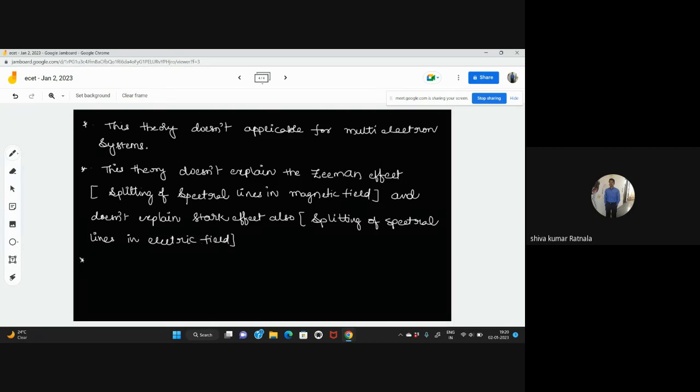And this theory doesn't explain the angular momentum quantum number, why the angular momentum is quantized. Okay, why is the angular momentum quantized? This is about what the theory did not explain. So these are the drawbacks, the limitations of this theory.